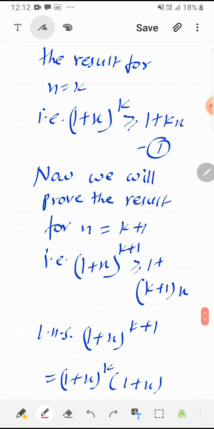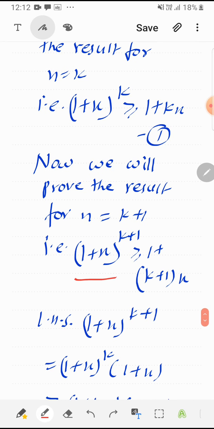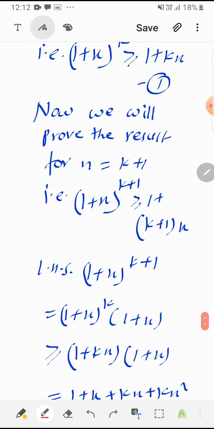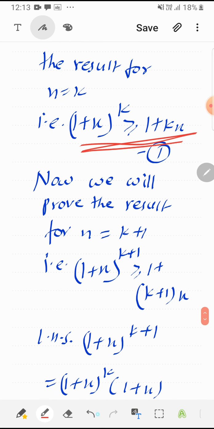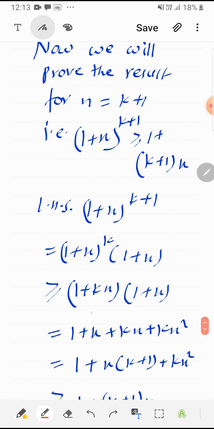Now we will prove the result for n is equal to k plus 1. So starting from it, 1 plus x whole raised to the power k plus 1 is greater than or equal to 1 plus k plus 1 multiplied with x. Next, I am picking the left hand side, so writing 1 plus x whole raised to the power k plus 1 again. Then I am using law of exponent and separating this factor so that I can put the value from inequality number 1, and I have put the inequality sign here.